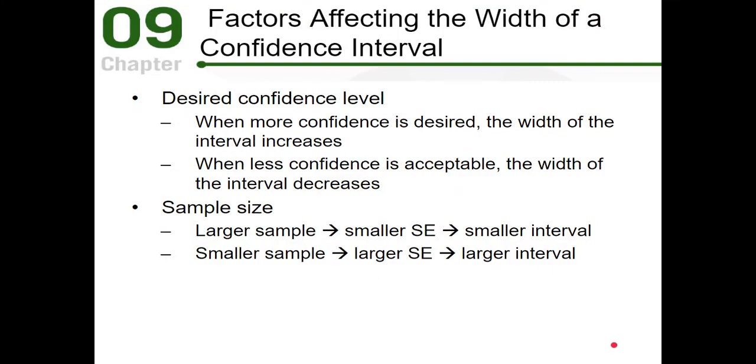Sometimes different factors, though, can affect the width of the confidence interval. If our desired confidence level is higher, then we are going to be more confident in what we desire, and the width of that interval will increase. When we're less confident, the width of that interval will decrease. So if we have a large sample size, we're going to have a smaller SE. If we have a smaller sample size, we'll have a larger SE.